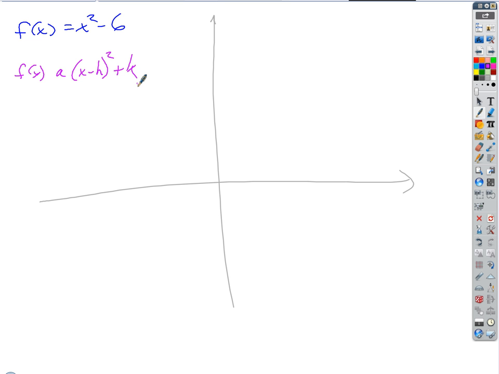Well, no, this isn't a circle. Y, right? And x and y, those are the coordinates of where on the parabola? The vertex. Those are the vertex. Remember this? And what does a tell us? If a is positive, it's opening up, right? If it's negative, it opens down.